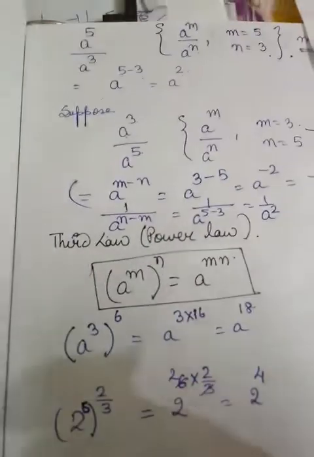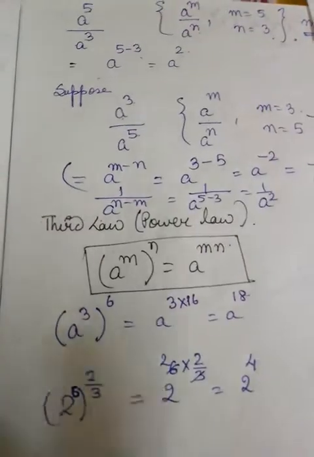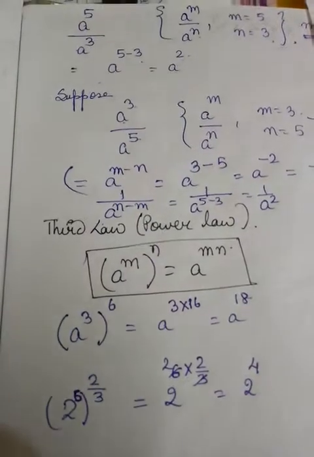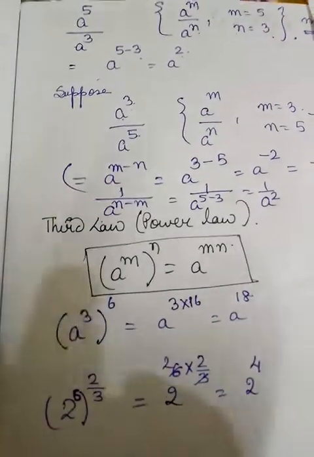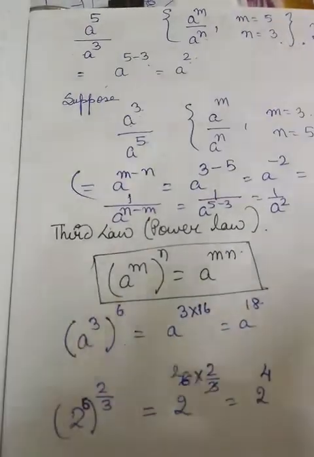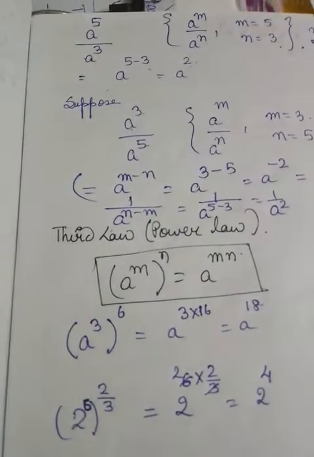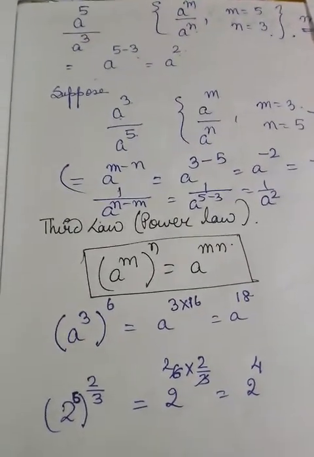So today we have studied three laws. First is the product law, which states that a to the power m into a to the power n equals a to the power m plus n, which means if there are two numbers such that their bases are same, then their powers get added up.